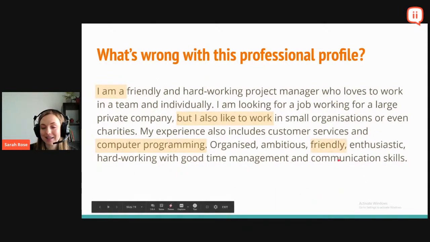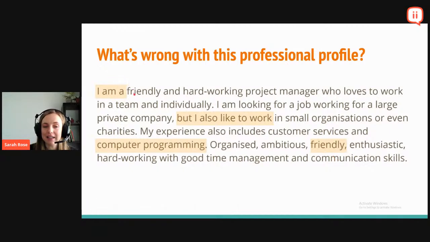It repeats itself. So friendly here and friendly there. We don't need to say both things. And hardworking. And also what we have here is a list of generic skills. By generic, I mean anybody can say this. Anybody can say I'm organized and ambitious and friendly and enthusiastic. How do we know you actually are?